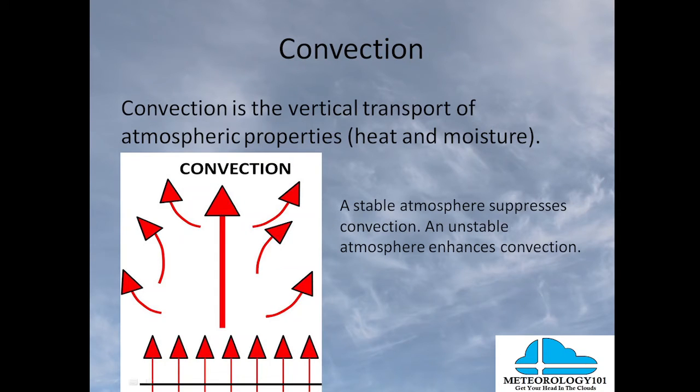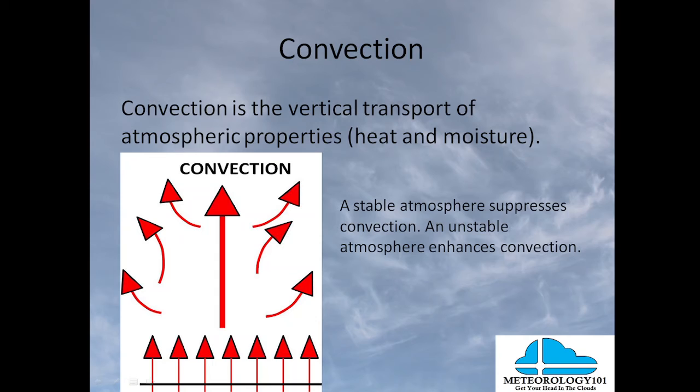Okay, so convection is the vertical transport of atmospheric properties, so heat and moisture. As you've got incoming solar radiation, it heats up the surface of the earth, that heat rises, and then you've got convection, and you're pulling the moisture up with that convection. So just a heat low, or an area of low pressure based on the heat from incoming solar radiation. That's how you get those air mass thunderstorms. If you're in a stable atmosphere, that suppresses the convection, so that will keep the thunderstorms from happening. And an unstable atmosphere enhances convection.